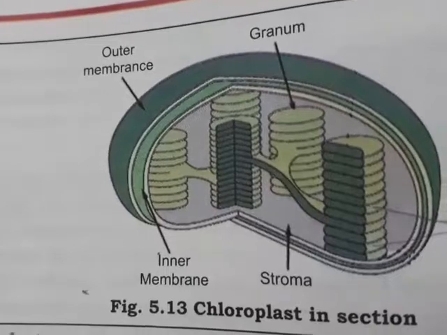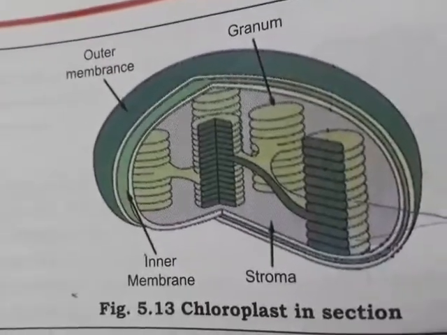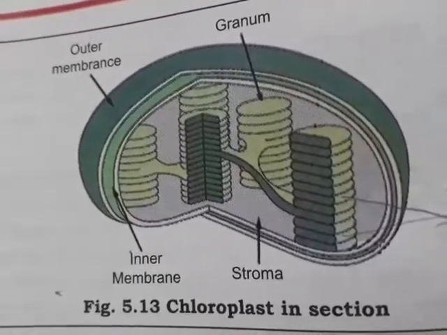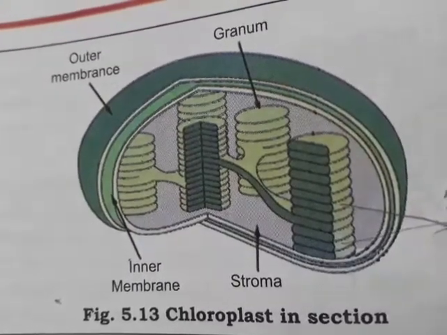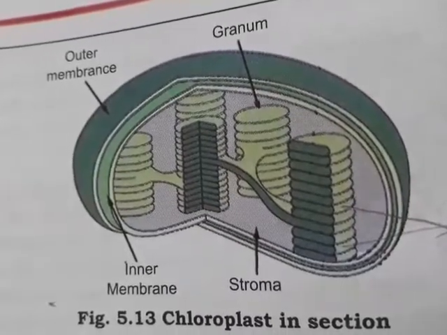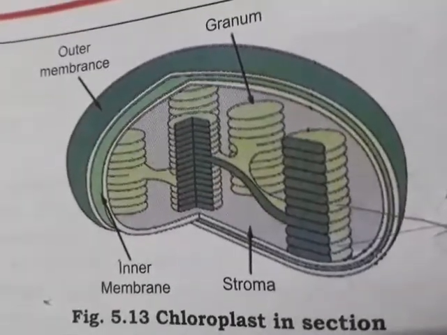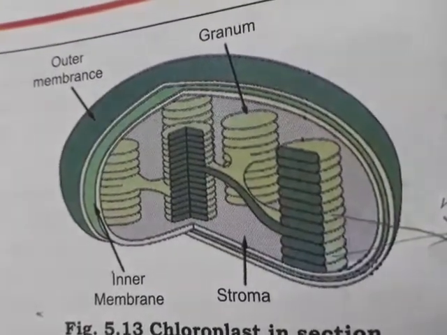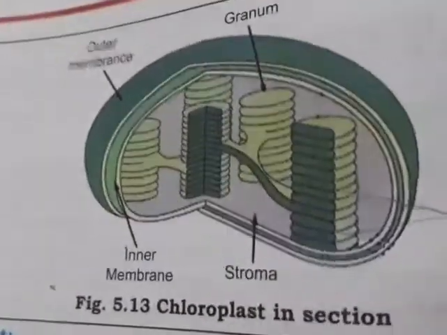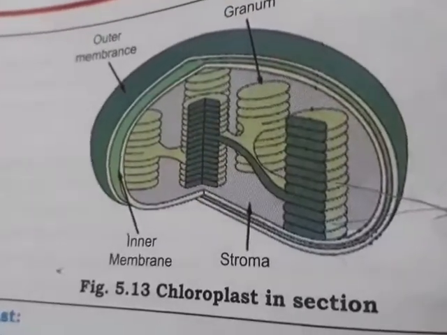Here you can see the picture of a chloroplast in section. In your textbook it is called plastids. Plastids are nothing but the kitchen of the plant. What is known as the kitchen of the plant? Plastids are present only in the plant cell. That is the difference. Which organelles are not present? Plastids are not present in the animal cell. Plastids are present only in the plant cell.